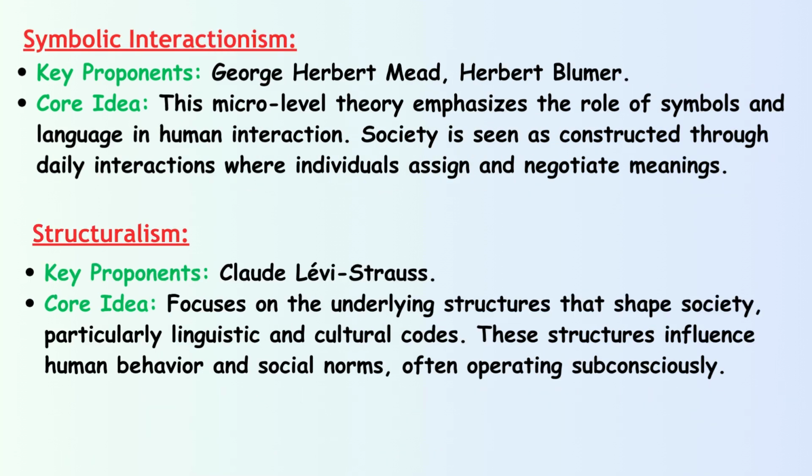The next is symbolic interactionism. Key proponents are George Herbert Mead and Herbert Blumer. Core idea: this micro-level theory emphasizes the role of symbols and language in human interaction. Society is seen as constructed through daily interactions where individuals assign and negotiate meanings. The next is structuralism. Key proponent is Claude Lévi-Strauss. Core idea: it focuses on the underlying structures that shape society, particularly linguistic and cultural codes. These structures influence human behavior and social norms, often operating subconsciously.